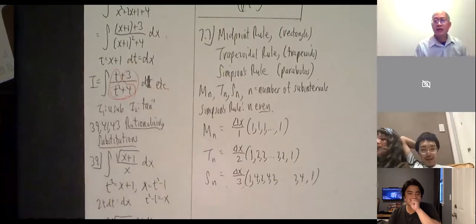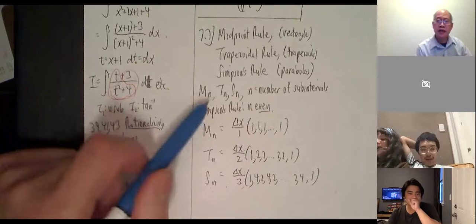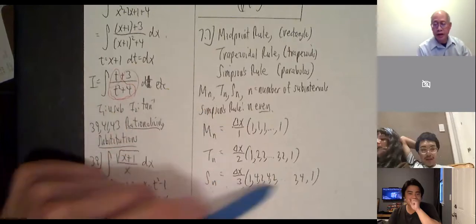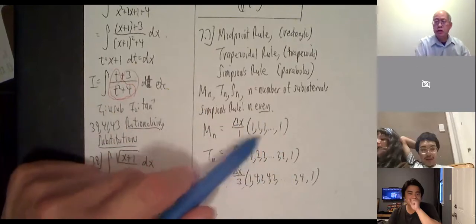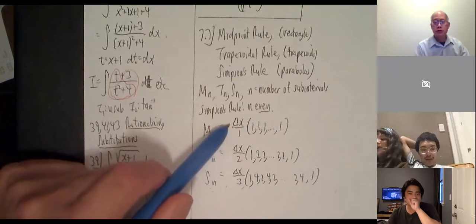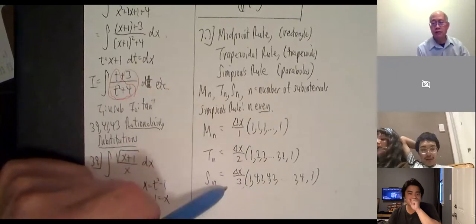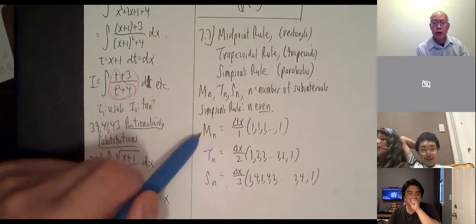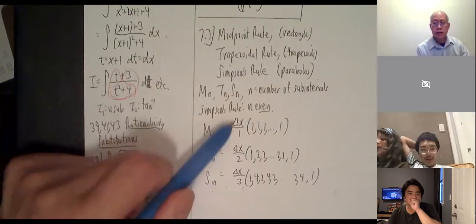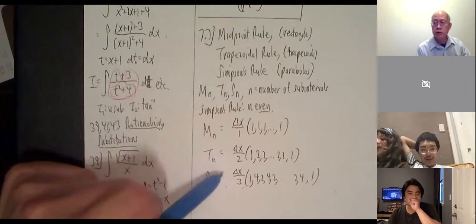If we were meeting face to face, like the last time I taught this course, Calc 2, I made my class memorize this. But since you're taking me now under COVID, you get it easier, so you can put this on your cheat sheet if you want. So midpoint, trapezoidal, Simpson's: delta x over 1, delta x over 2, delta x over 3.